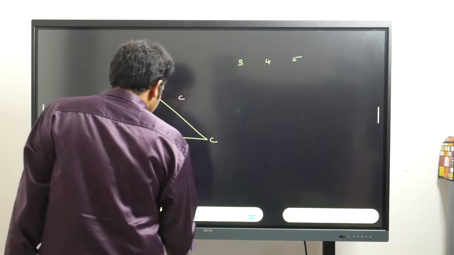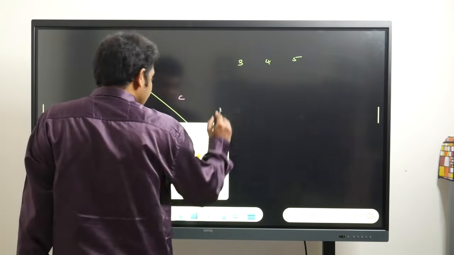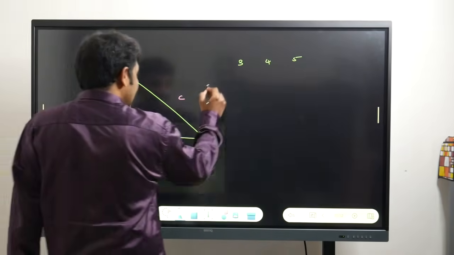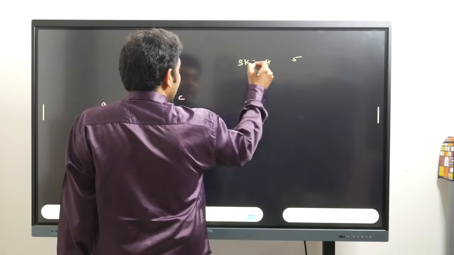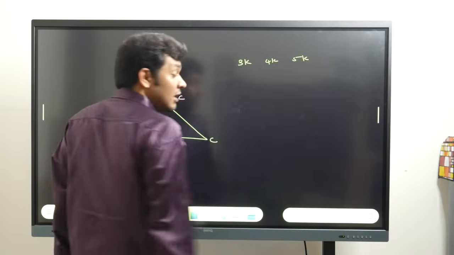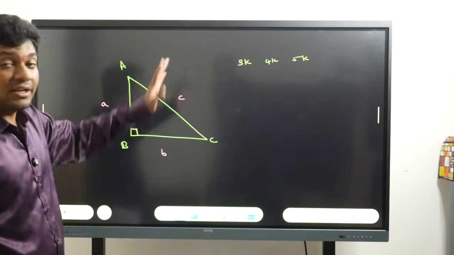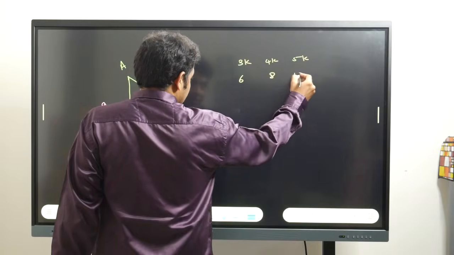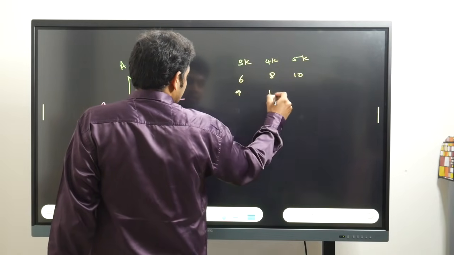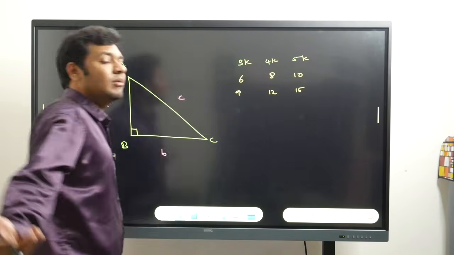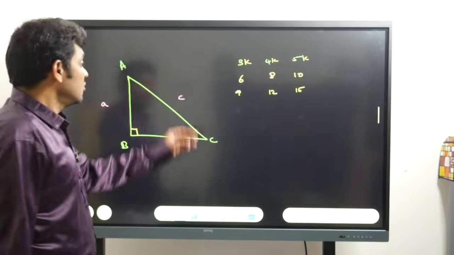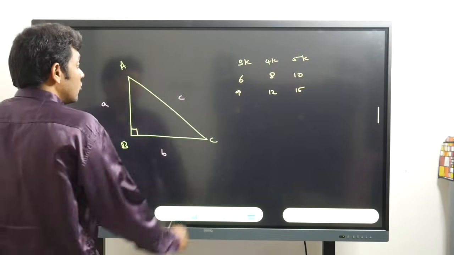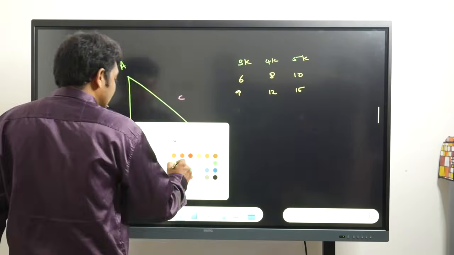Since the sides 3, 4, 5 form a right angle triangle, can I say all multiples 3k, 4k, and 5k will also be right angle triangles? k can be any integer. 3 into 2: 6, 8, 10. 3 into 3: 9, 12, 15. All these are right angle triangles. So once you know one triple, their multiples will also be right angle triangles. So 3, 4, 5 is the smallest integral value of a right angle triangle.